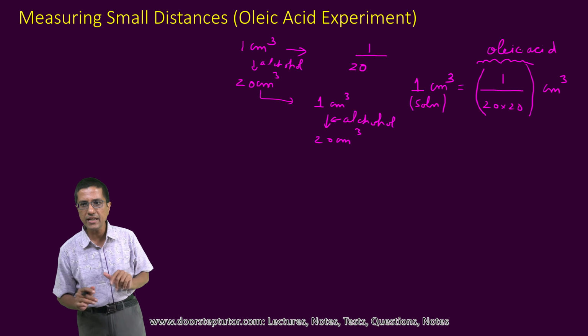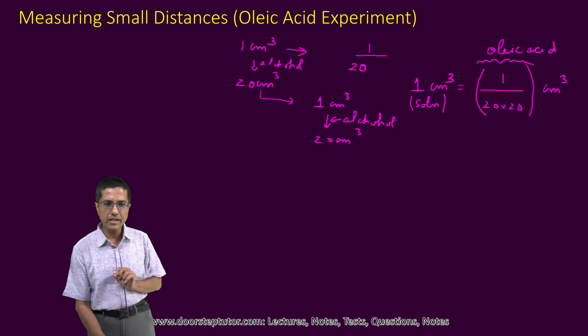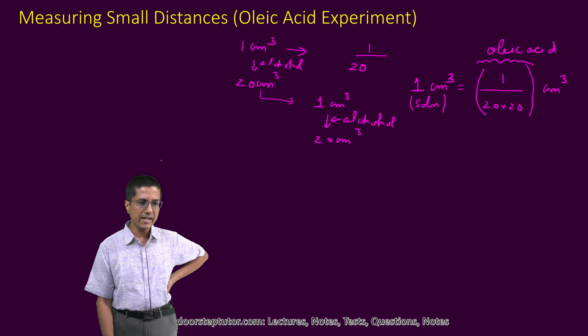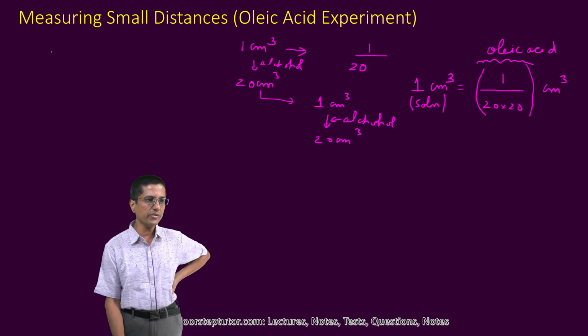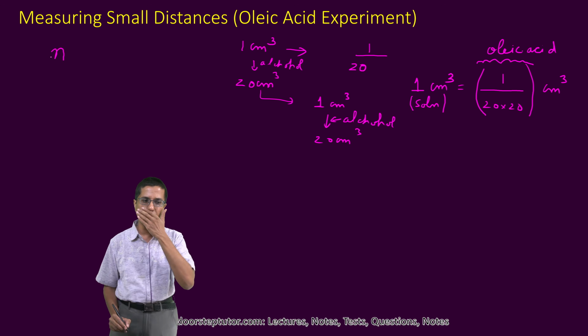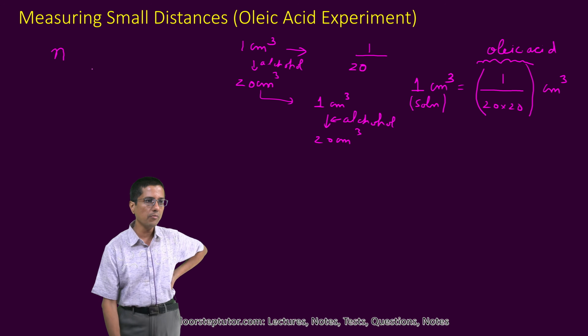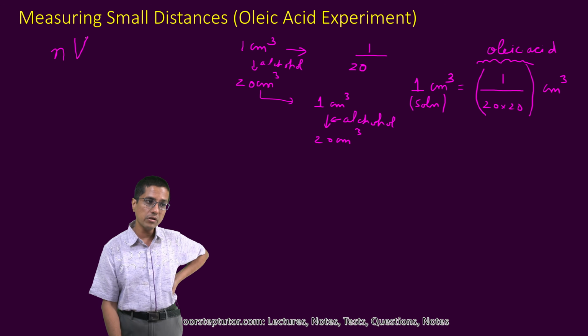Okay, so this much we can understand. The other thing that we have to know is that I am adding n drops. This is experimentally n drops. Each drop has a volume of V. That is also experimentally determined.